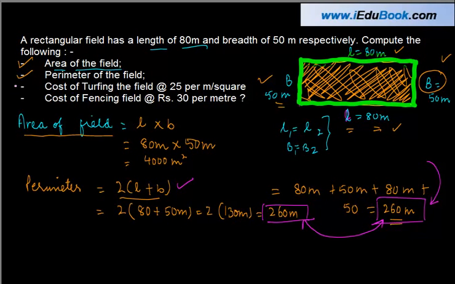Right? Let's see the third one. It says cost of turfing the field at 25 per meter square. Cost of turfing the field. Turfing means that this portion which I had marked in all these brown shades basically refers to the area of the field, right? What it says is that if you want to put on a turf here, which basically means some kind of a level and everything, per meter square, you have to pay 25, right? And what's the total area of this entire area that we found out a little while ago? That was 4,000 meters square, right?